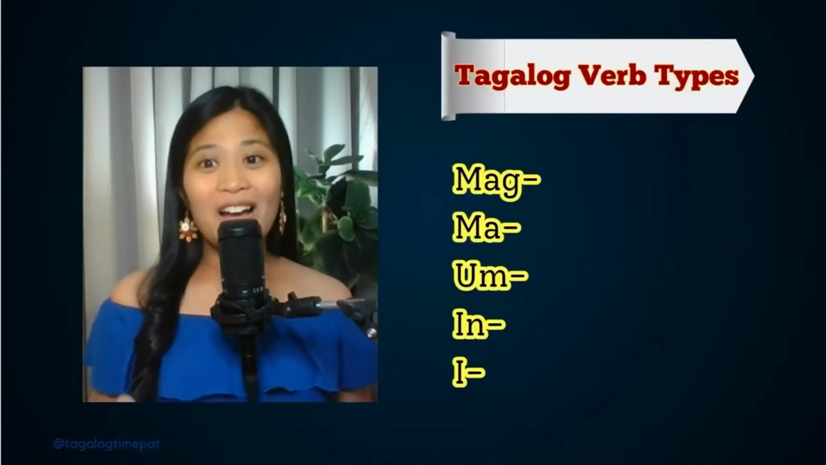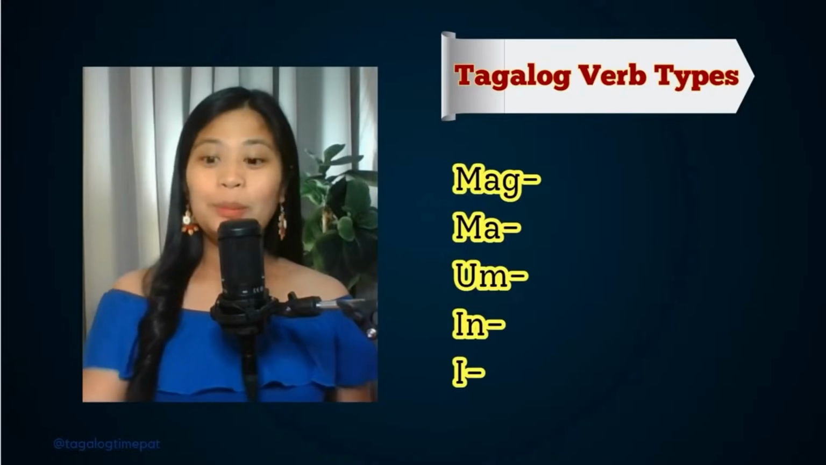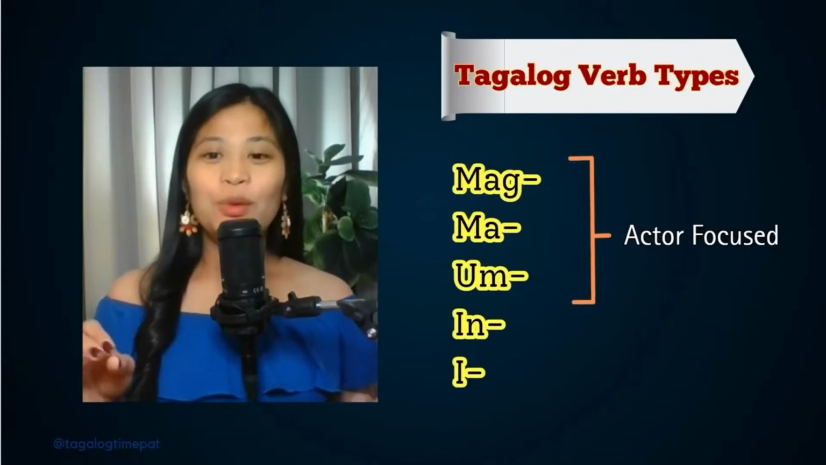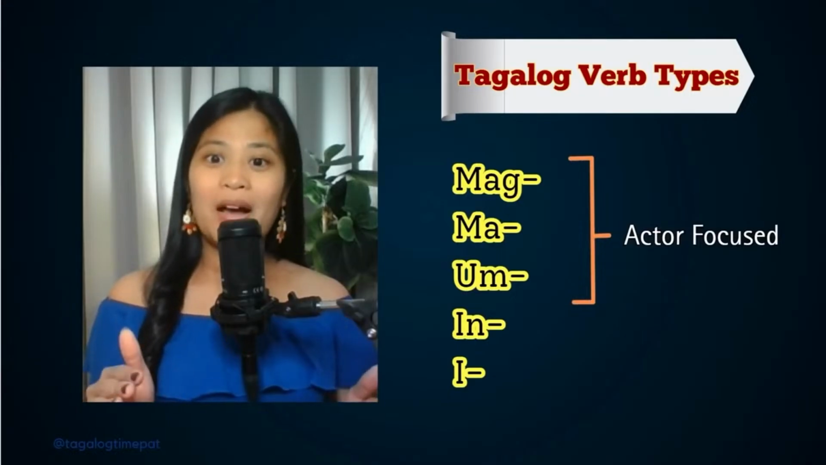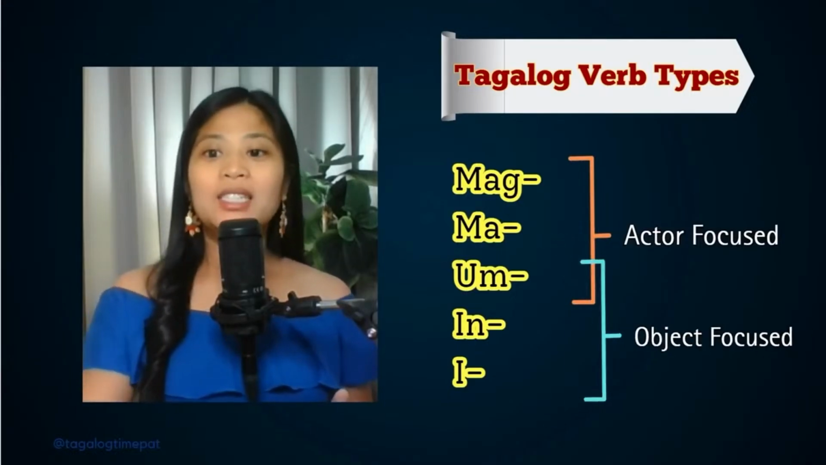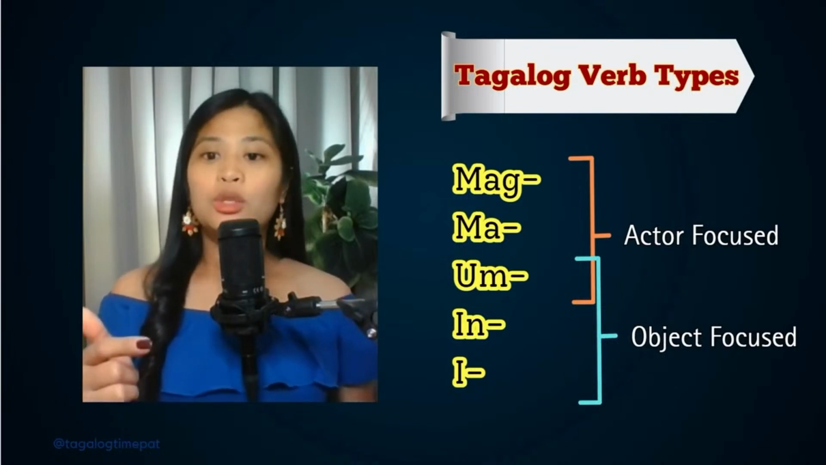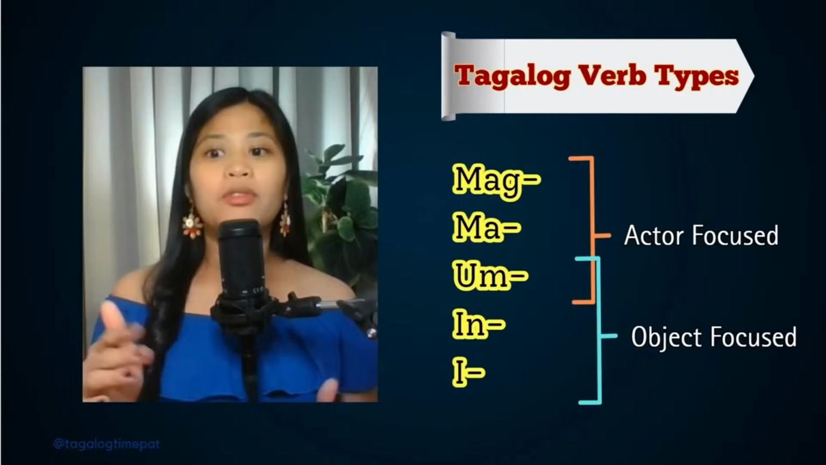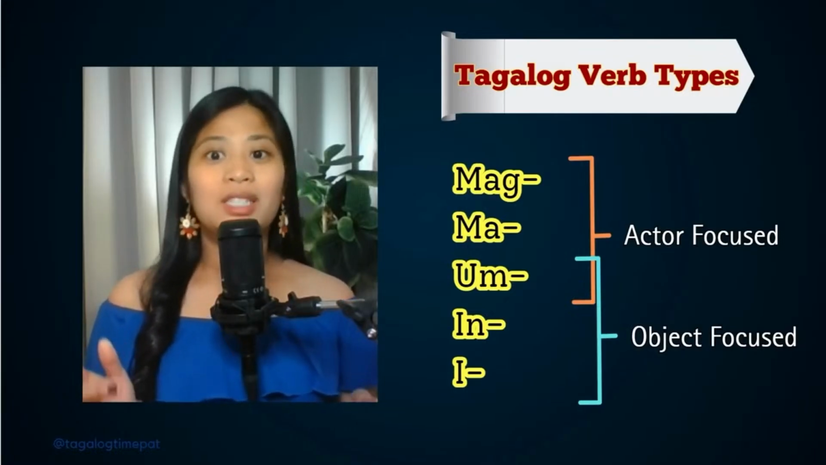Alrighty, so there are 5 main Tagalog verb types in Tagalog: mag, ma, in, and e verbs. And what makes them different is that some are actor-focused, like mag, ma, and then some of these verbs are object-focused, like in, and e. So you can see that the verbs, some of them can be actor or object-focused, depending on the context of the sentence.